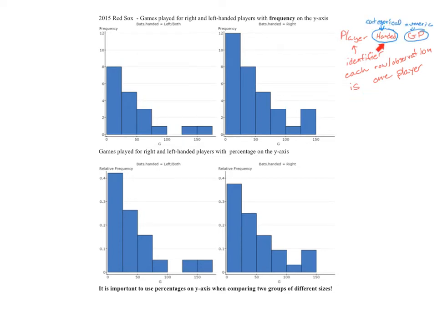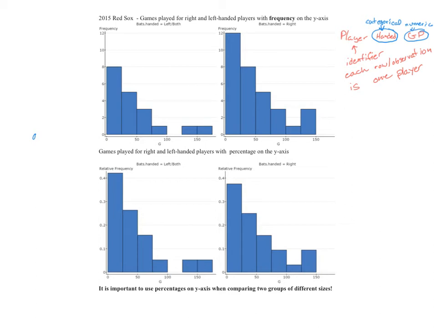Handedness is a categorical variable, and so I've split this into two groups, the right-handed and the left-handed, and for the purists out there, I did actually include the ambidextrous ones in with the left-handed. And games played is a numeric variable. So games played is our numeric variable that's on the x-axis. So in this first graph, we have the number of games played by the left-handed players, and here we have the number of games played by the right-handed players.